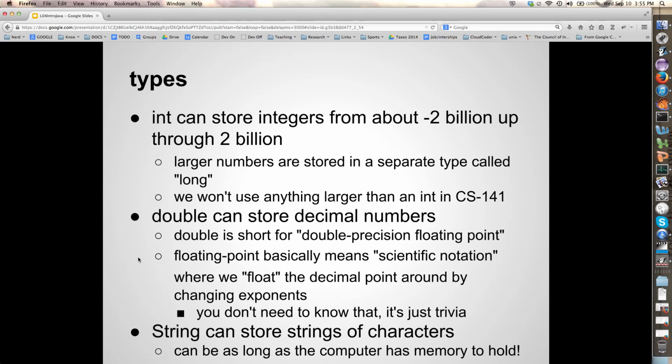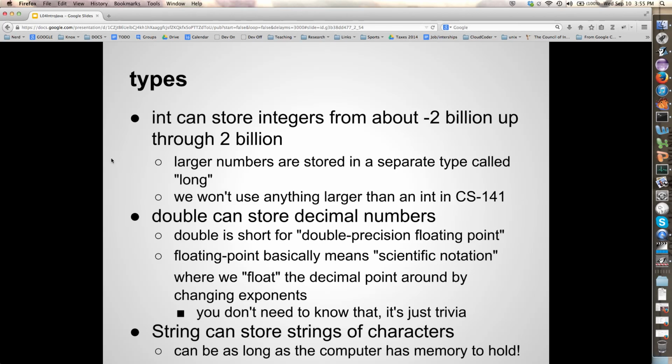It comes from the fact that in 32 bits, yeah, you can store a lot of different integer values, but it's not unlimited. And if you need even more than -2 billion to +2 billion, there's another type called long. I don't think we'll use a lot of longs this term, but it is a thing that's available. Double will store decimal numbers.